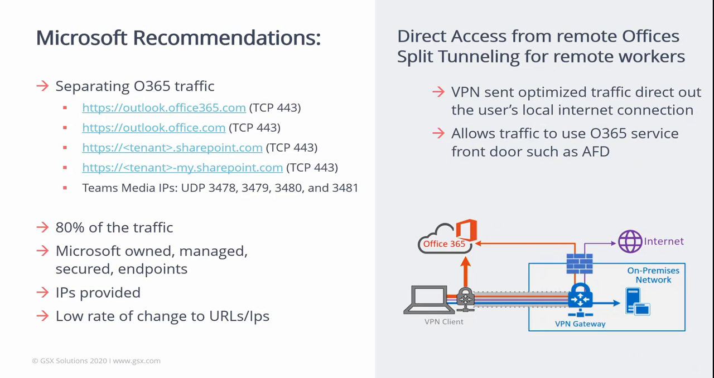The critical endpoints are now down to 4 URLs and a few IPs that you can see here, and they are called optimized. And they concentrate almost 80% of the traffic of Office 365. And Microsoft has promised to keep them stable, and that's very, very important.